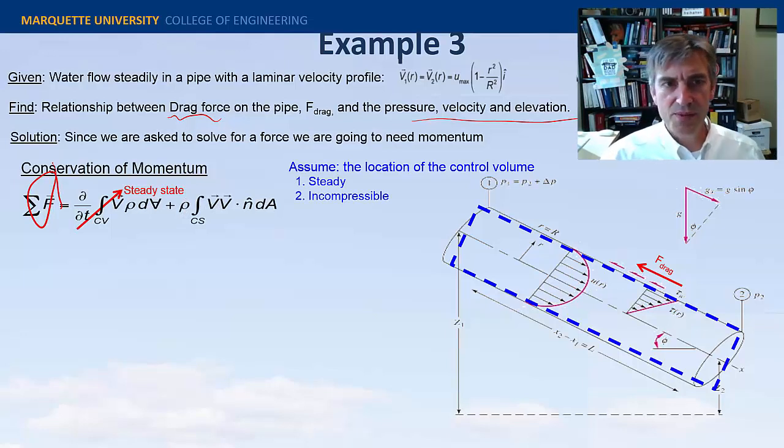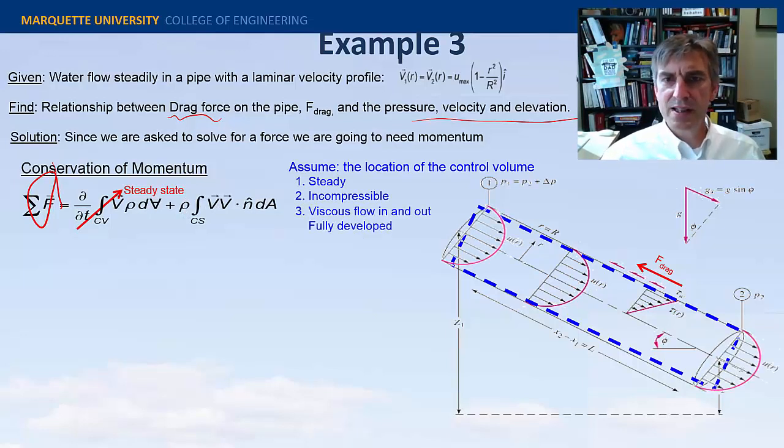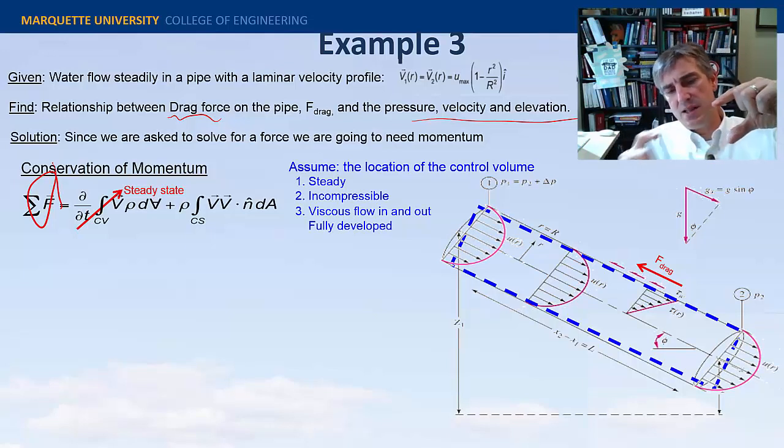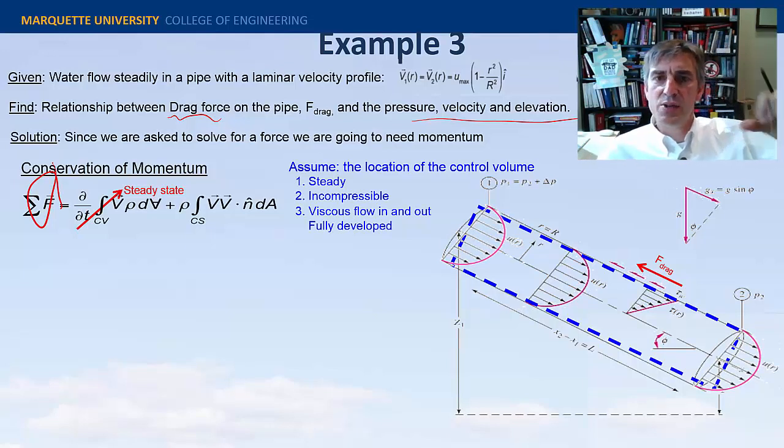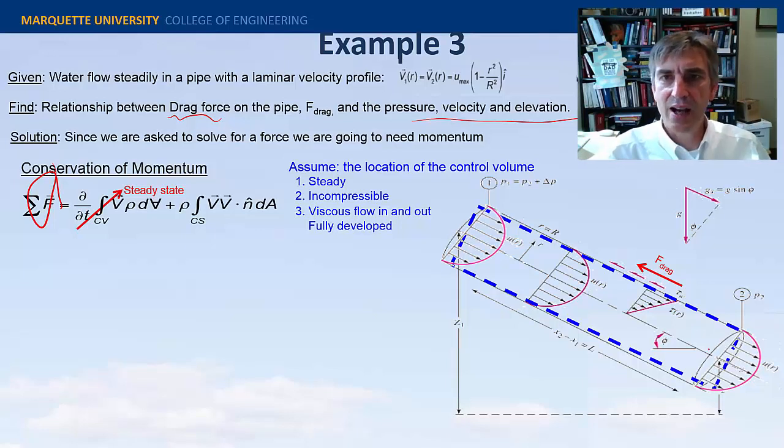Incompressible, so out comes the density. Viscous flow in, viscous flow out. That's the reality of the situation, that it's no slip in and out. So I write the profile on the in and the out. And I'm given the profile here.